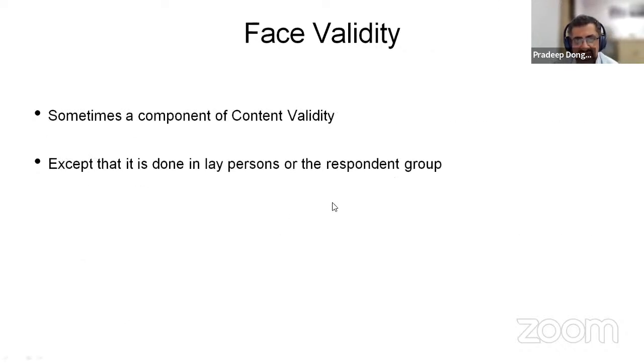As a part of content validity, there is something called face validity also. Most of the time, your content validity is done among a group of experts, but your survey may need to be distributed among lay people in the population. If it needs to be distributed among lay persons, you need to do a face validity, because it's very important to know whether your group of respondents would be able to understand the questions and relate to them. So in such cases, you definitely need to do a face validity.